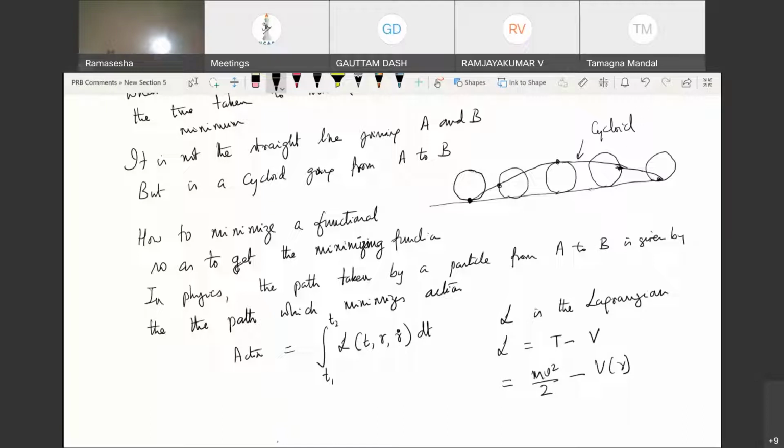So if you want to find out what is the path that is taken under the influence of V of R, for going from position R1 at T1 to R2 at T2, where I want to know the solution R of T between times T1 and T2, then I have to minimize action. And this is the one that gives us all the molecular dynamics equations and all.